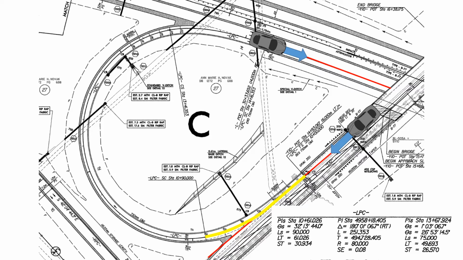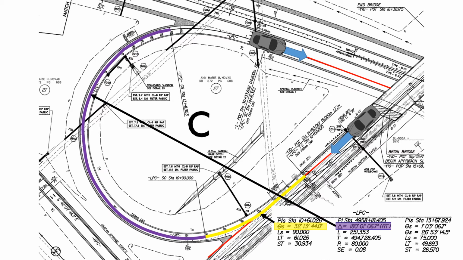So we're going to start with the first component. This is a spiral transition. It's got an angle of turn of 32 degrees, 13 minutes, 44 seconds. Next, the simple curve. This takes us approximately 180 degrees. The actual is 180 degrees, 1 minute, 6.7 seconds.